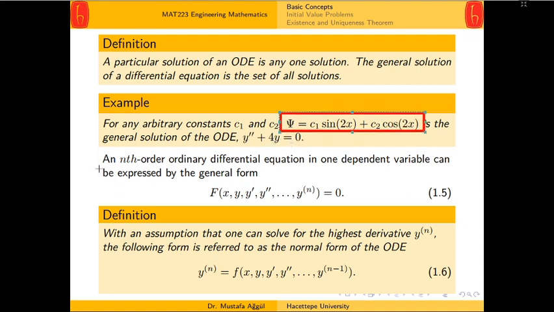Okay, so an nth order ordinary differential equation in one dependent variable can be expressed by the general form. So this is supposed to be the independent variable. So this is not a dependent or independent variable. I will correct this in your notes already. So let's also put independent here. Anyway, okay. So this is the general form.